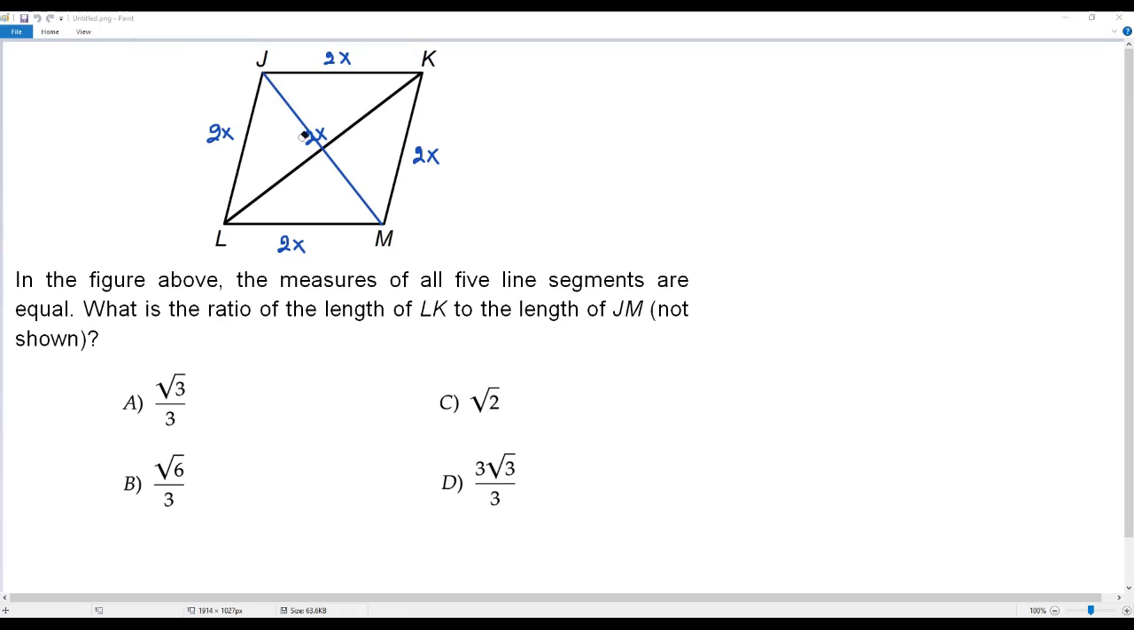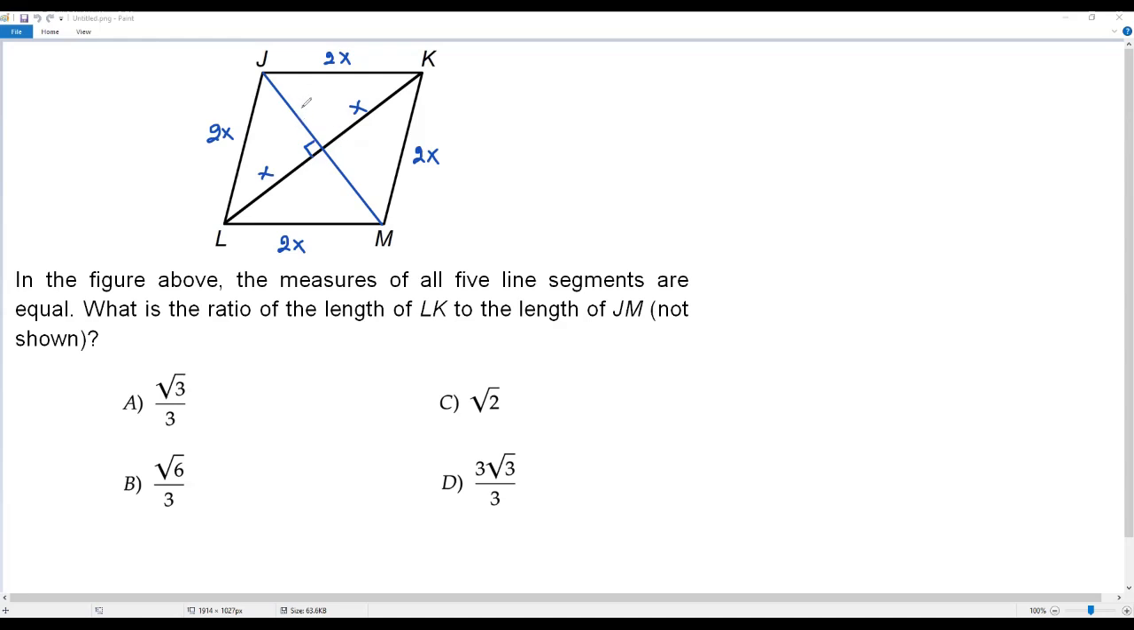Bisect means, for example, if I consider the diagonal JM, it will bisect the diagonal LK. That means it will divide the diagonal LK into 2 equal parts. We know the length of the diagonal LK is 2x. So since this diagonal LK has been divided into 2 parts by the diagonal JM, the length of this part has to be x and this part has to be x. And also, as I said earlier, the 2 diagonals will always be perpendicular to each other in a rhombus.